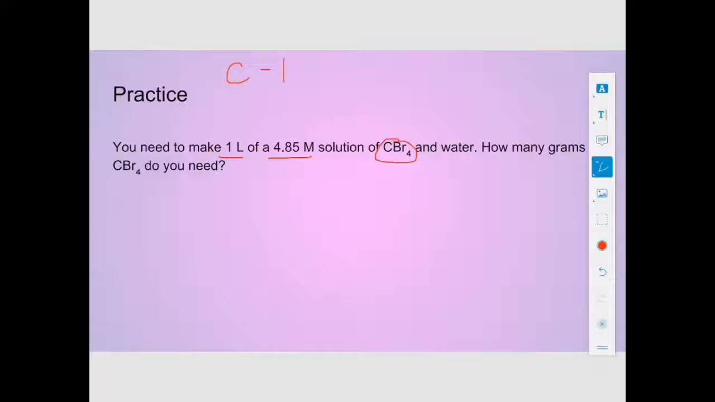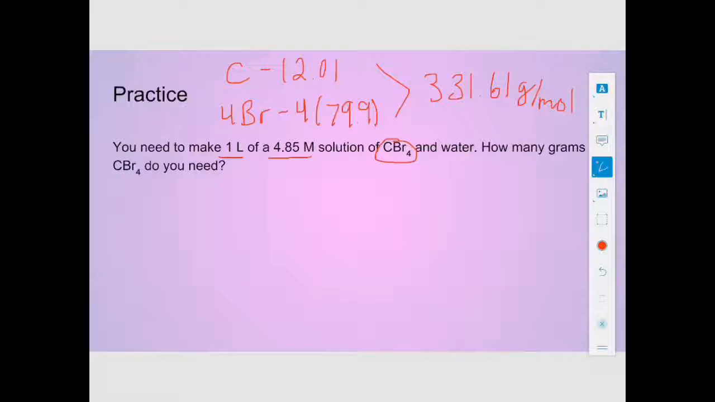All right, so we have 1 carbon, which has a mass of 12.01, and 4 bromines, which is going to be 4 times 79.9. We add all of those up, and we're going to get a molar mass of 331.61 grams per mole. Nice and easy. All right, now we're going to come down here and we're going to use our molarity formula. A molarity of 4.85 is going to be equal to X number of moles over 1 liter. So now we're going to come over here, 4.85 equals X.